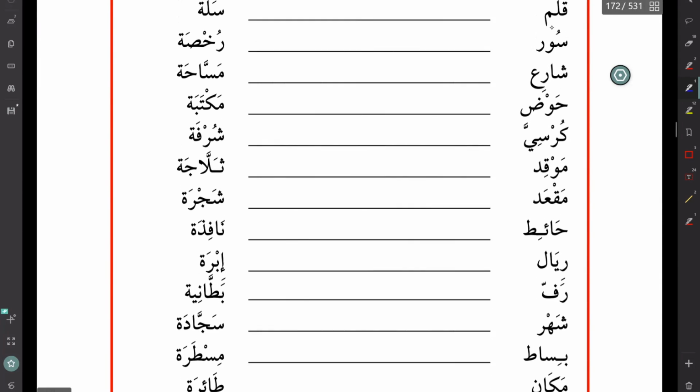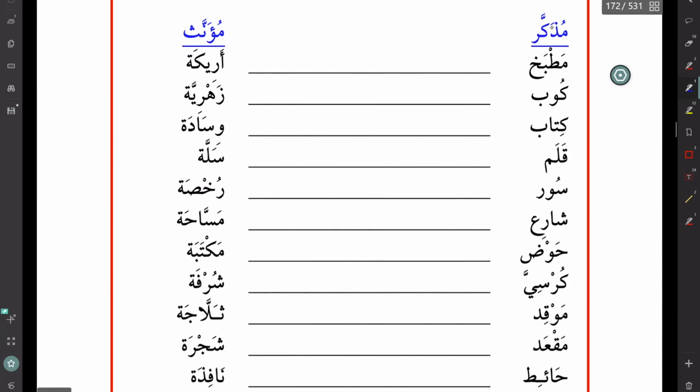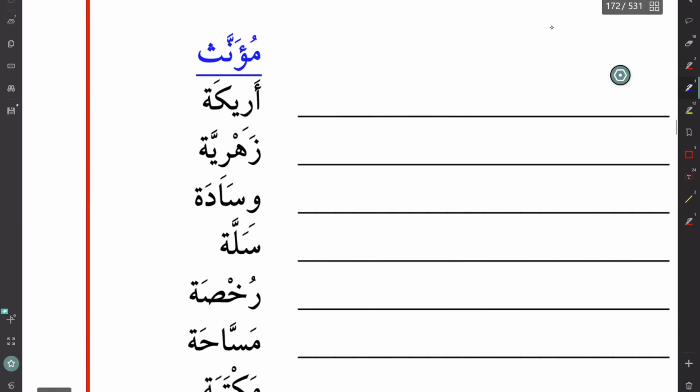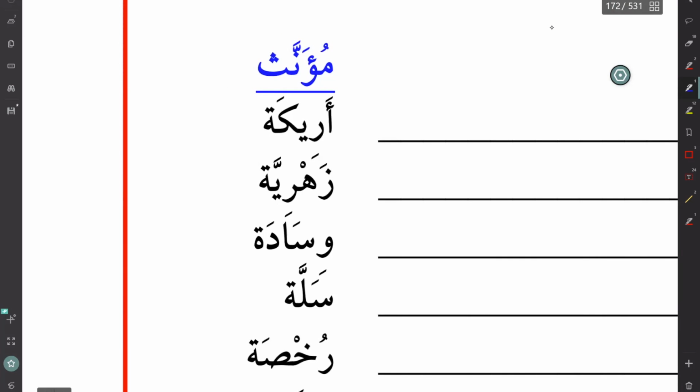And remember what we said, one way to identify masculine and feminine: if the word doesn't have ta marbuta, most likely, like 99% of the time, it would be a masculine word. And when a word has a ta marbuta, 99% of the time it would be a feminine word. Not all the time, but most of the time.